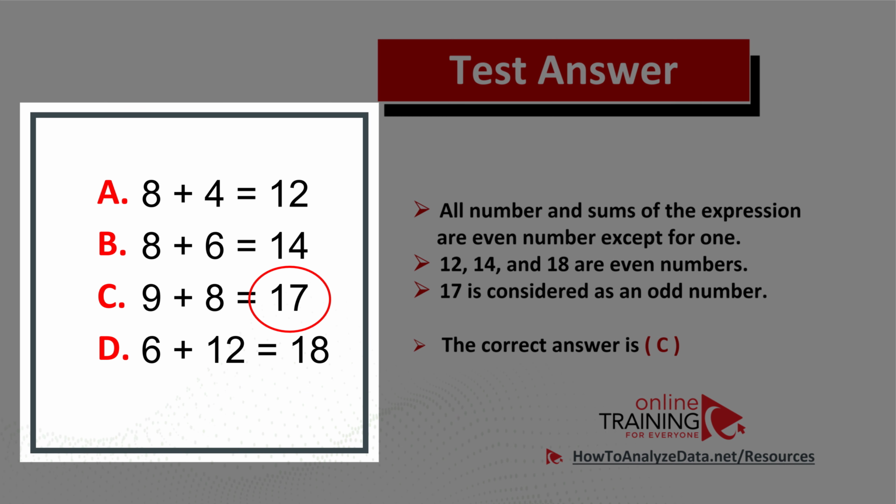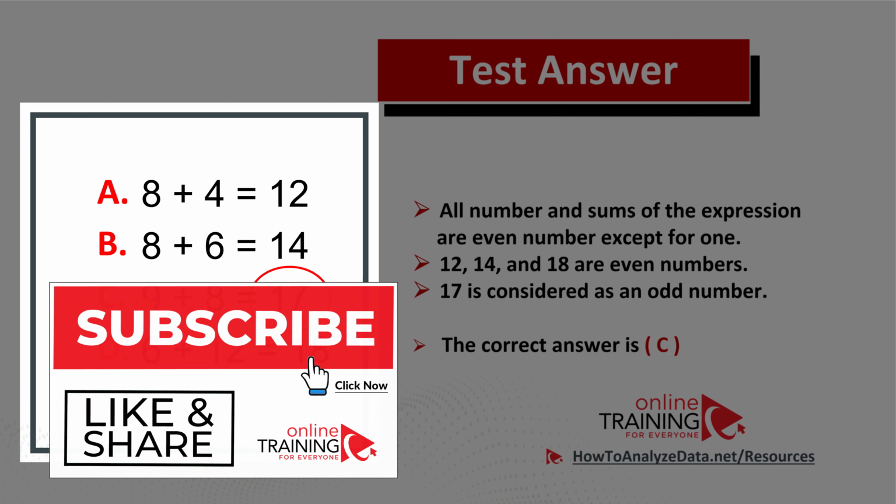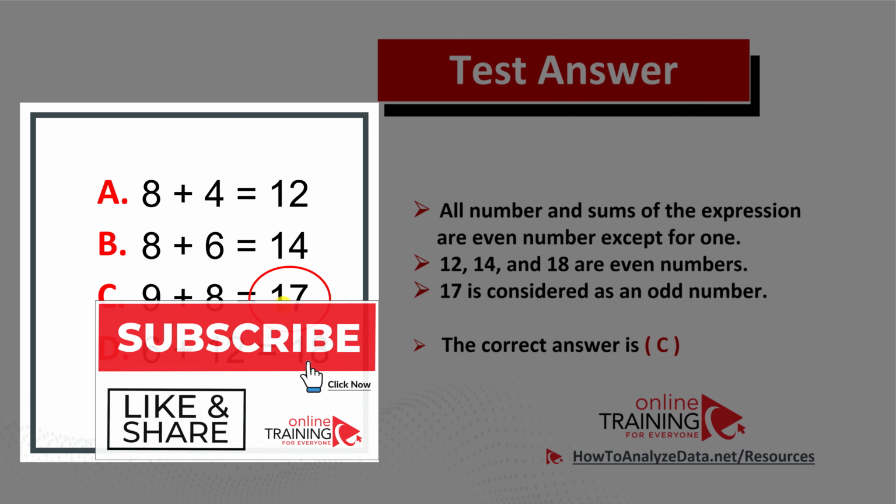What's interesting about this question is the fact that we're dealing here with odd versus even numbers. You see that expression A has all even numbers, 8 plus 4 equals 12. Expression B is the same thing, 8 plus 6 is 14, all even numbers. Same with expression D, 6 plus 12 equals 18. So expression C has 2 odd numbers, 9 and 17.